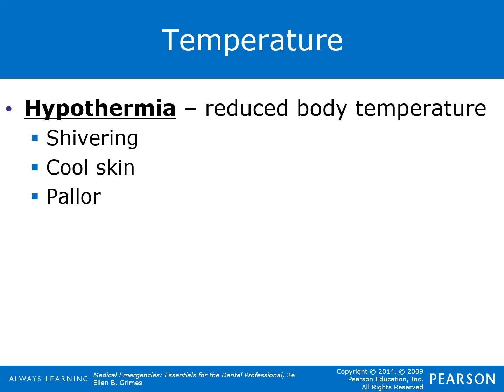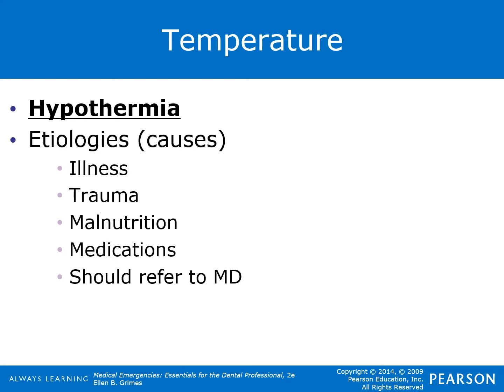Okay, so hypothermia is a reduced body temperature. Thermia means temperature, and hypo is less than, so it's less than normal temperature, which means they're going to be shivering, maybe cool skin, maybe their pallor is changed. Hypothermia causes could be illness, trauma, malnutrition, medications. If someone has that on a consistent basis, you should refer them to an MD.